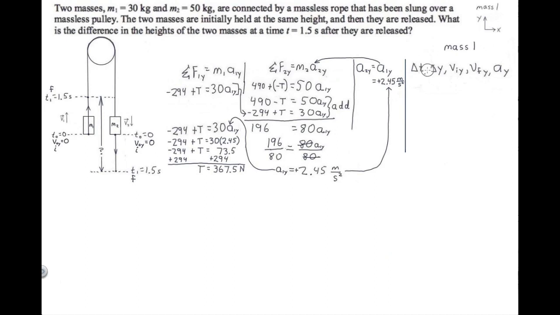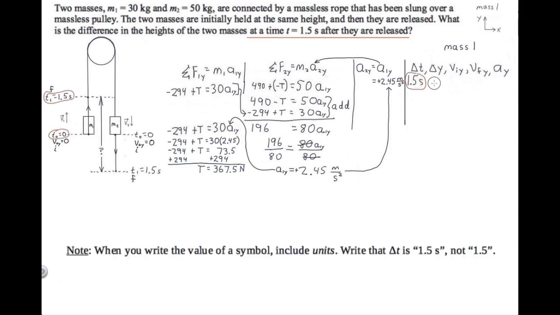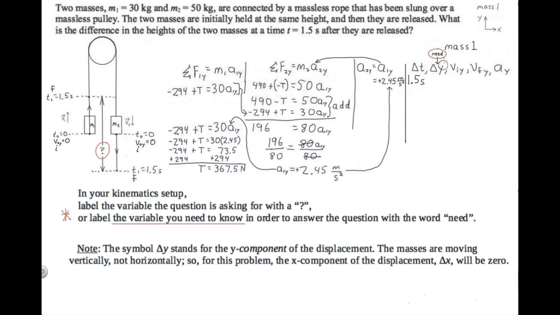Next, underneath our list of the general kinematics variables, we list the specific numbers and symbols that apply for this problem. The problem tells us that the time that elapses, delta t, is 1.5 seconds. The symbol delta y stands for the y component of the displacement. In order to determine the final difference in heights, we will need to find delta y. We write the word need to indicate that delta y is the kinematics variable that we need to figure out in order to answer the question.